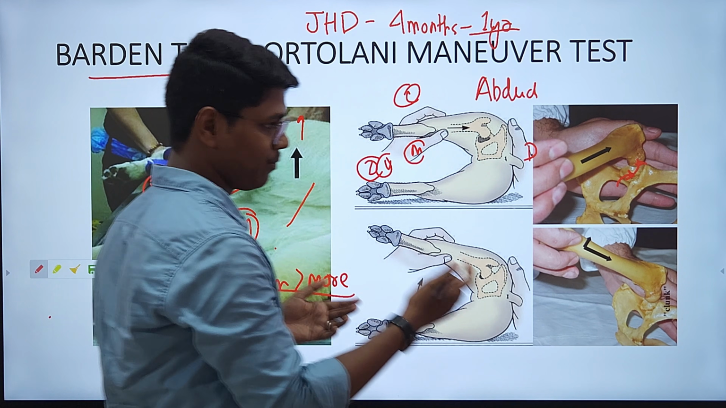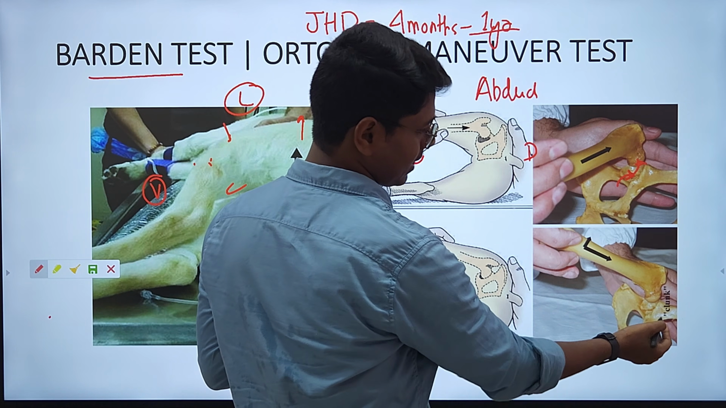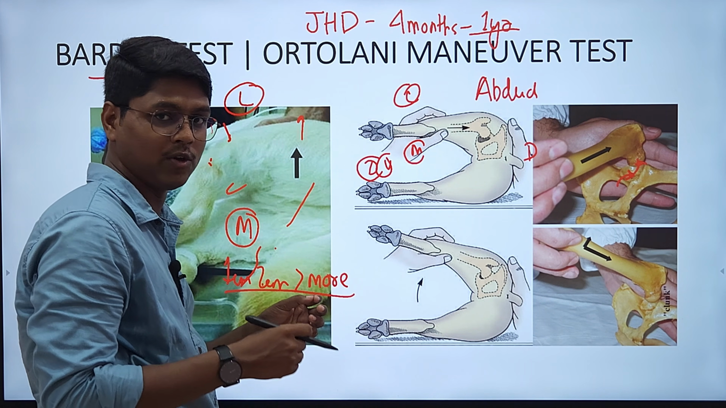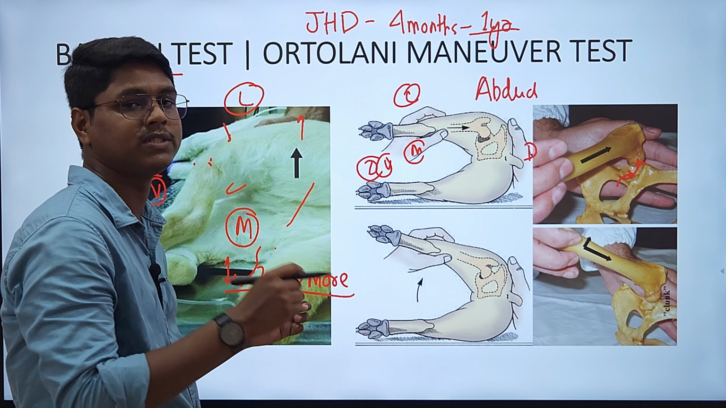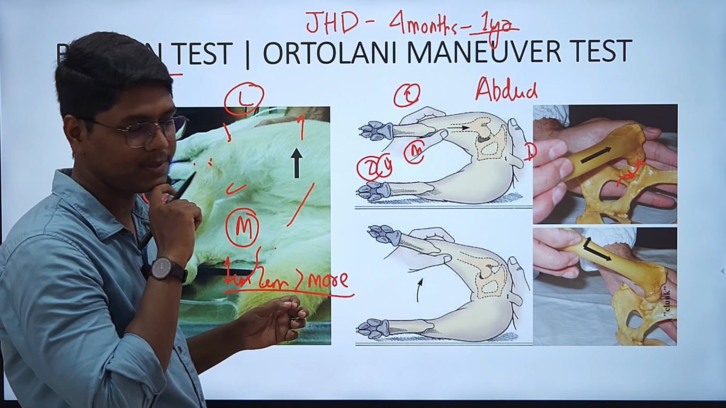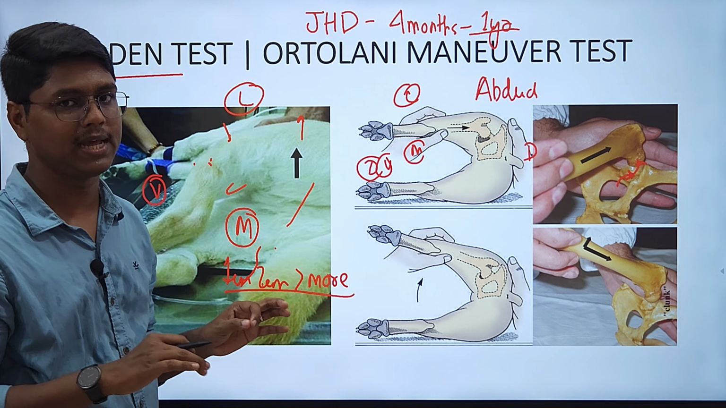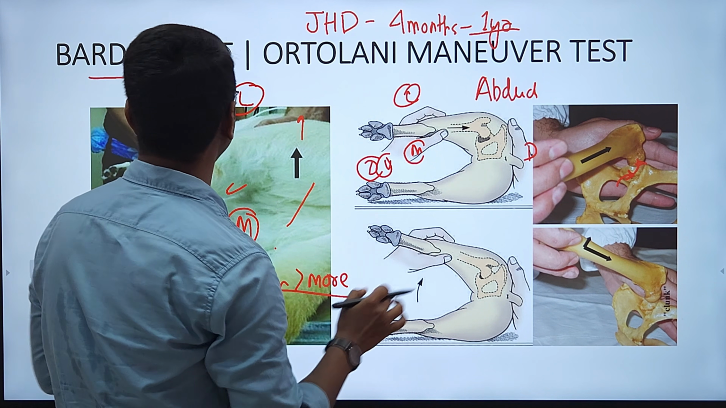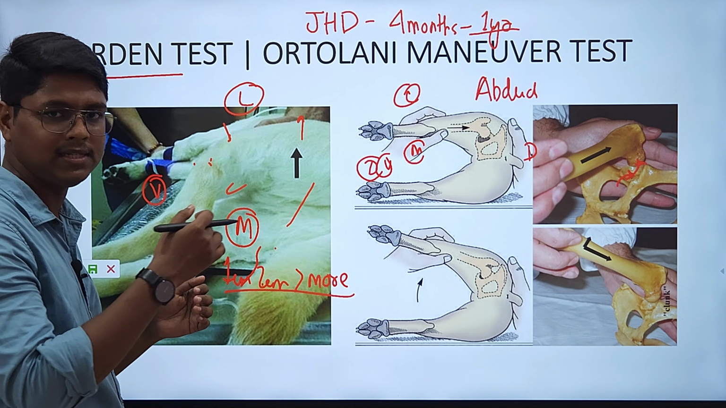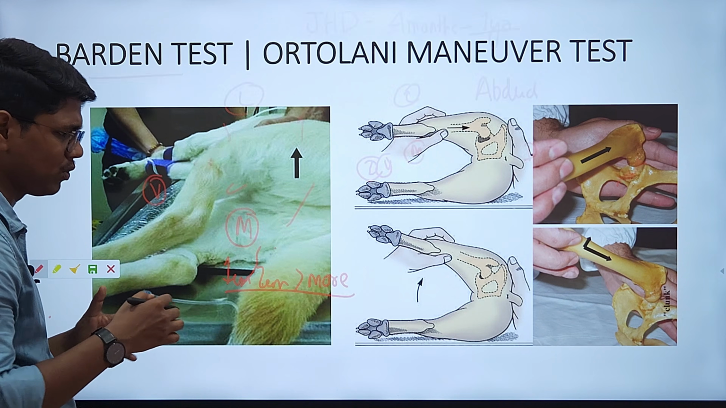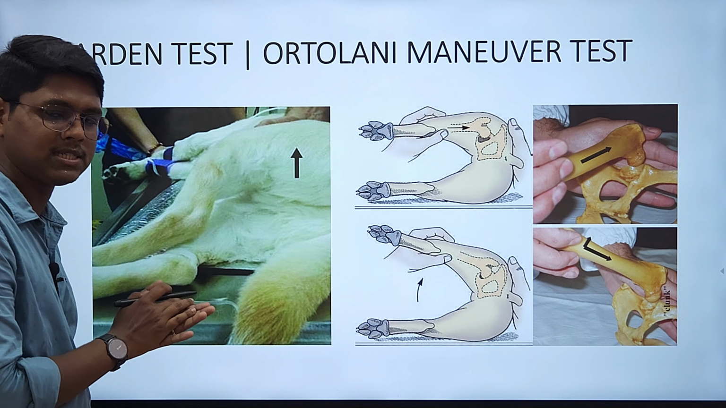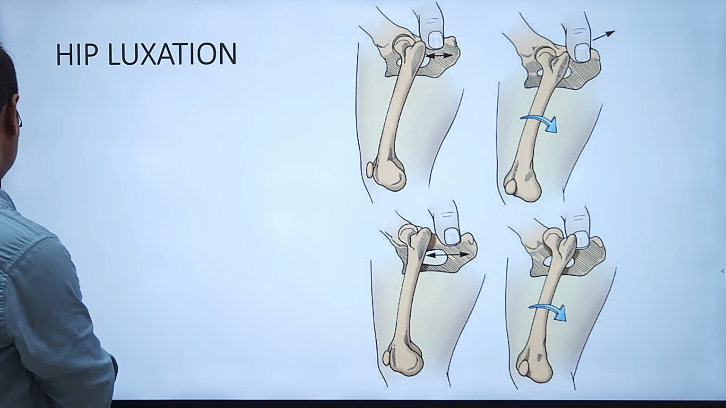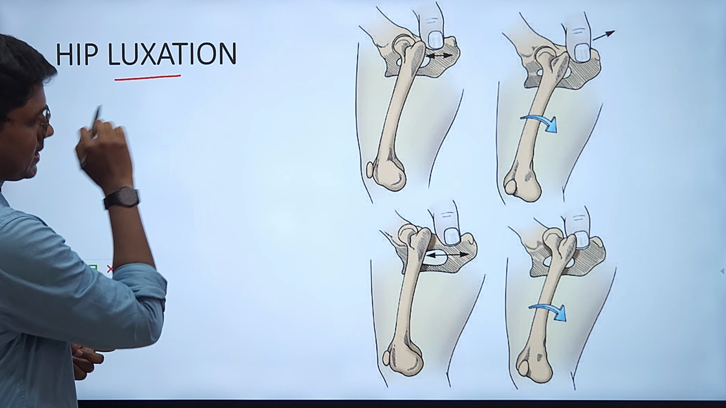When you are able to subluxate this femur, and during the abduction you feel the click or hear the sound of a click, it means it is a positive Ortolani maneuver test. It means the animal has some juvenile hip dysplasia, in younger patients. So these are basically the principles behind the Barden test and the Ortolani maneuver test. Without going for X-ray, you can perform this physical test to know the problem of hip dysplasia.